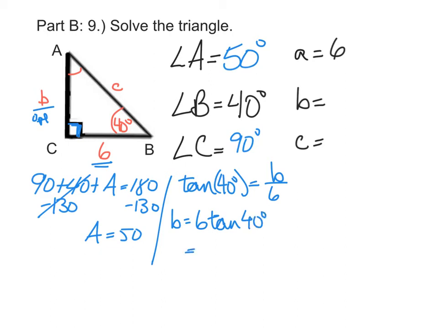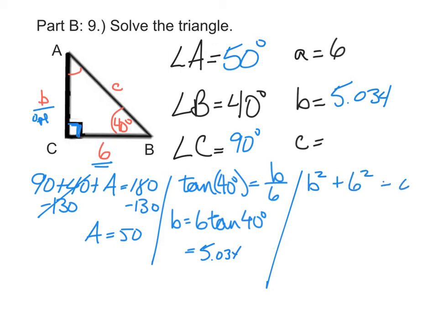If our calculator is still in degree mode, we can just type it in. And you'll get 5.034. So go 3 decimal places, 5.034. And now we need to calculate C, which we could do using Pythagorean Theorem. With that number already in our calculator, we could think of that side as B squared plus A squared, which is 6, is equal to C squared.